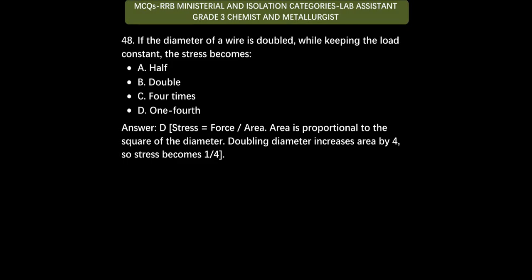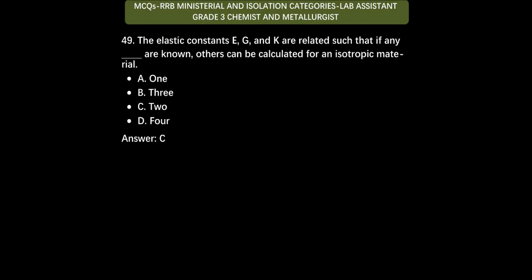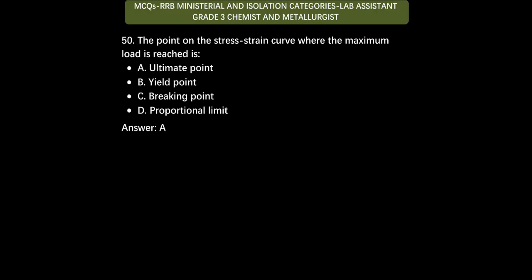If the diameter of a wire is doubled while keeping the load constant, the stress becomes option D, 1/4. The elastic constants E, G and K are related such that if any two are known, the other can be calculated for an isotropic material. Option C, 2. The point on the stress strain curve where the maximum load is reached is called option A, ultimate point.